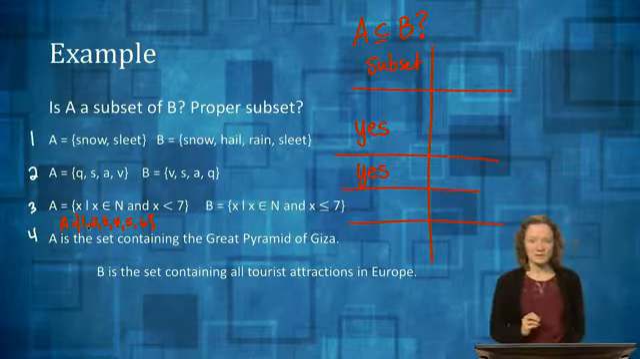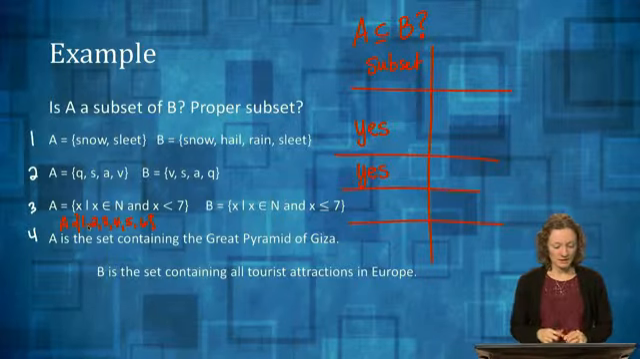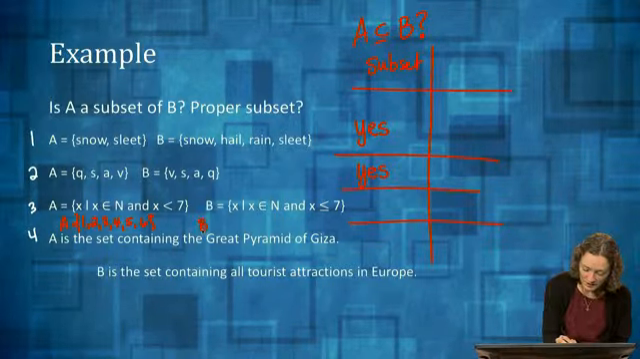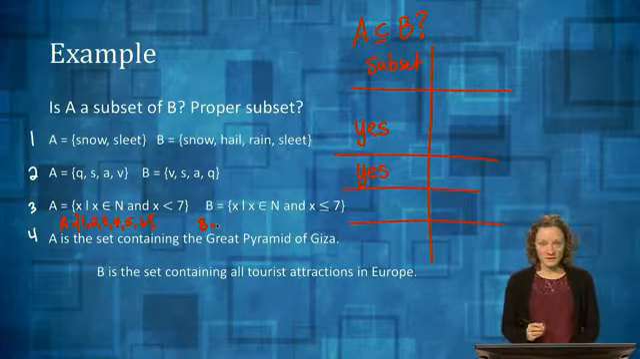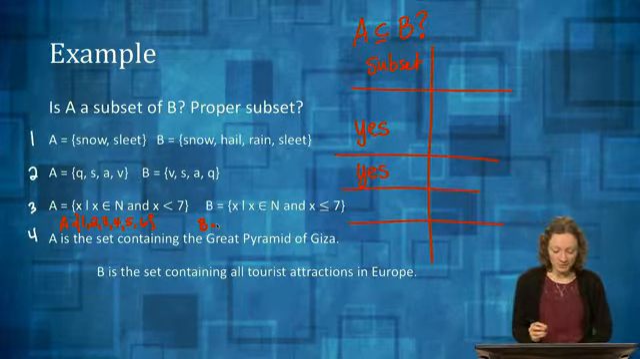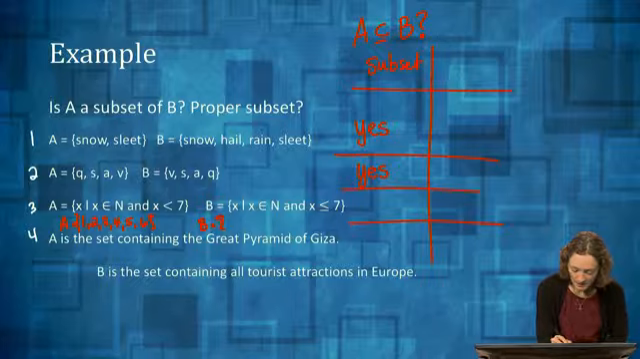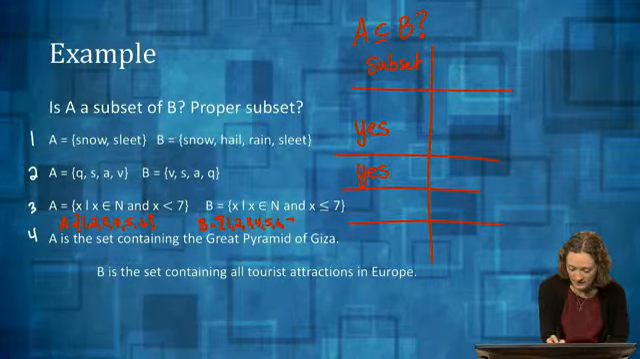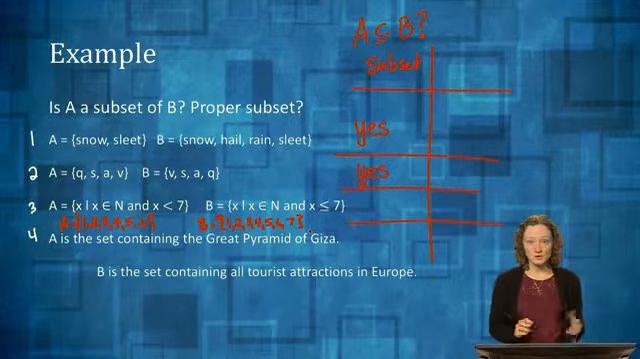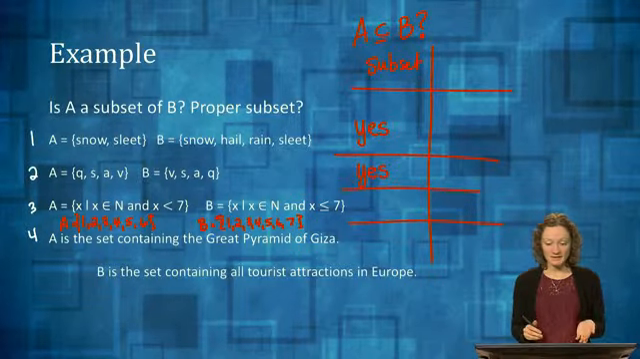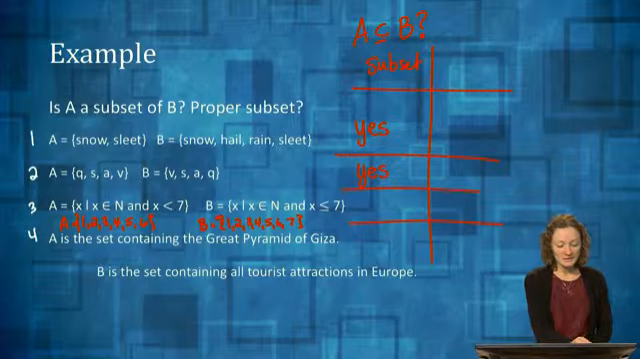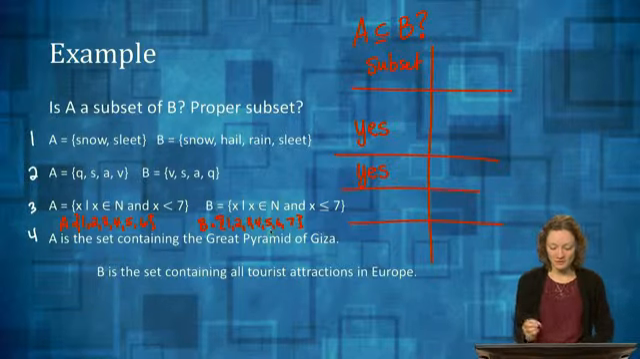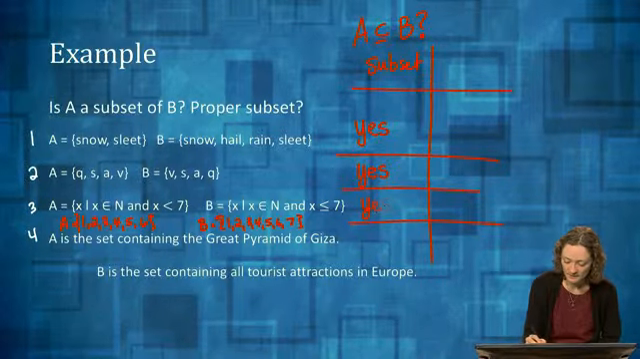If we translate it to roster form, this is set A. Then set B, if we make the translation, contains natural numbers that are less than or equal to 7. So set B contains 1, 2, 3, 4, 5, 6, and 7. And so the question is, is A a subset of B? All elements of A are also elements of B. So again, the answer is yes.